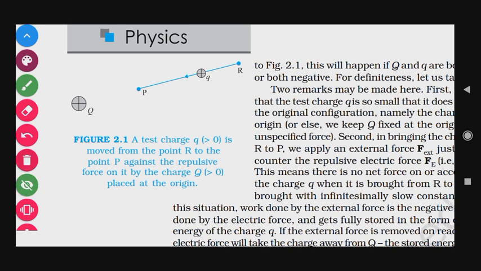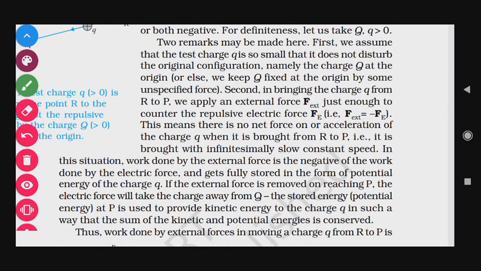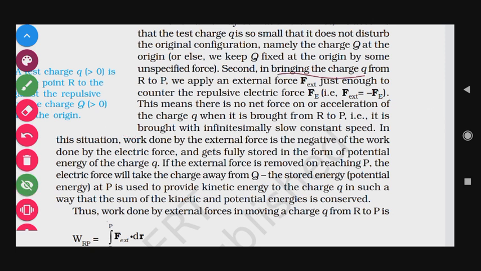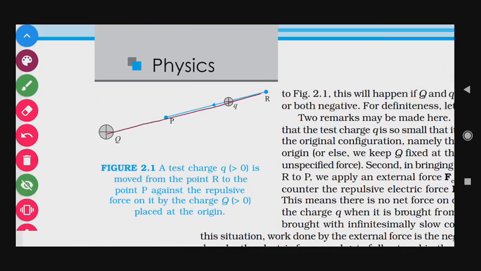We don't want to change this configuration, that is, the position of plus q. Second, in bringing the charge small q from r to p, we apply an external force F external, just enough to counter the repulsive force Fe. As I told you, we'll apply an external force in the opposite direction to the repulsive force that this charge is applying.